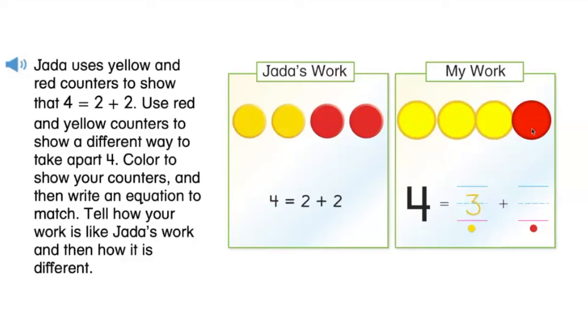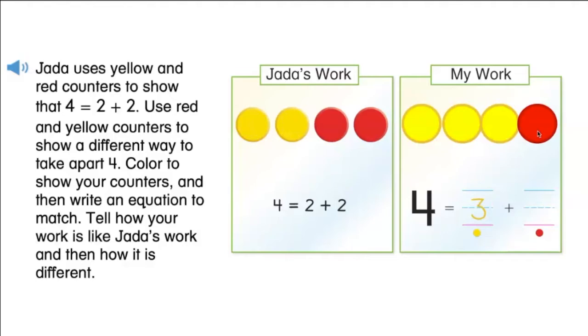I wonder what number I'm going to write for the red counters. What do you think? 1. I'm going to write the number 1. Does it still equal 1, 2, 3, 4 counters? It sure does, just like Jada's. The only difference is that I used 3 yellow counters and 1 red counter, whereas Jada used 2 yellow counters and 2 red counters to make 4. Let's try some more.